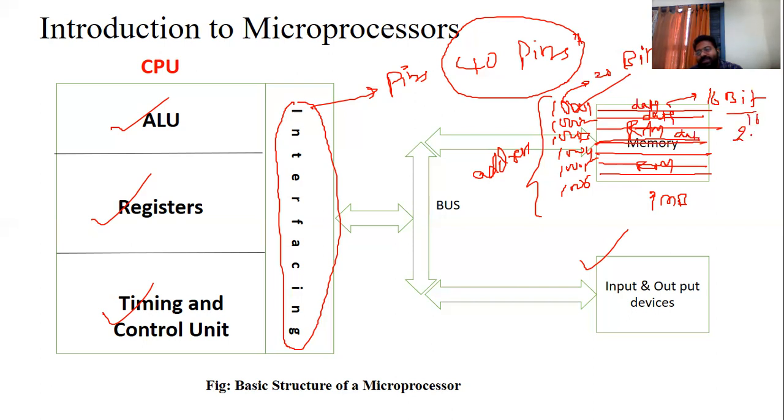So 2 power 16 is nothing but how much? It is 64 KB only. How many addresses are there? 2 power 20 is equal to 1 MB addresses, which is nothing but 1 MB memory. So in our 8086 microprocessor, 16 logical segments are there. 16 into 64 KB is equal to 1 MB.